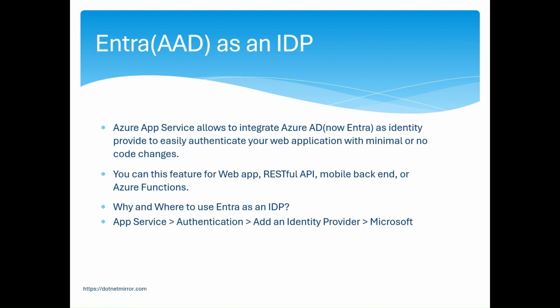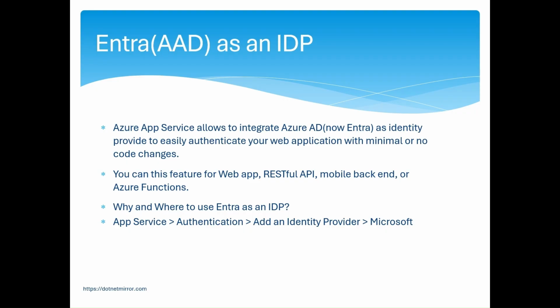In this video, we will use Entra for authentication. Azure App Service has built-in support that allows you to integrate Entra as an identity provider, where you can easily authenticate your users to your web application with minimal changes. You don't need to do any code changes, all you need to do is configure things in Azure App Service. You can use this feature for web applications, APIs, mobile backends, and even Azure Functions. It works similarly for Azure App Service and Azure Functions.